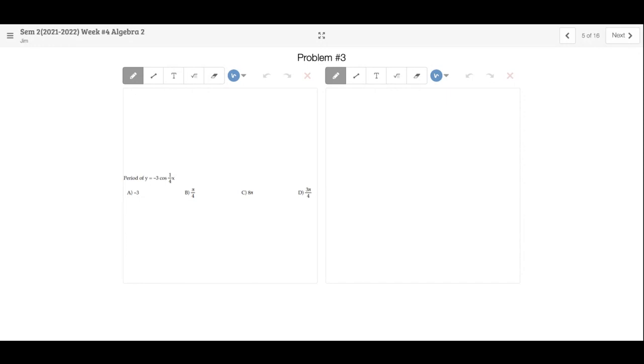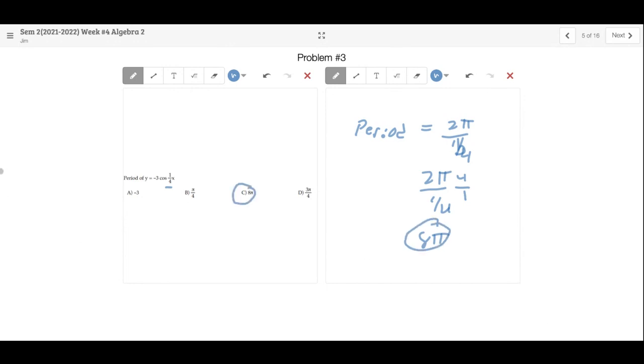So the answer, again, I'm going to do period is equal to 2 pi over b. My b value is 1/4. I put 1/4 in here. That is a complex fraction, so I'm just going to flip that over. 4 over 1, that gives me 8 pi.